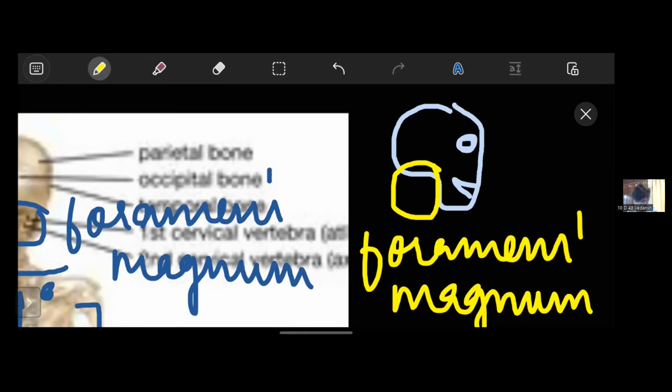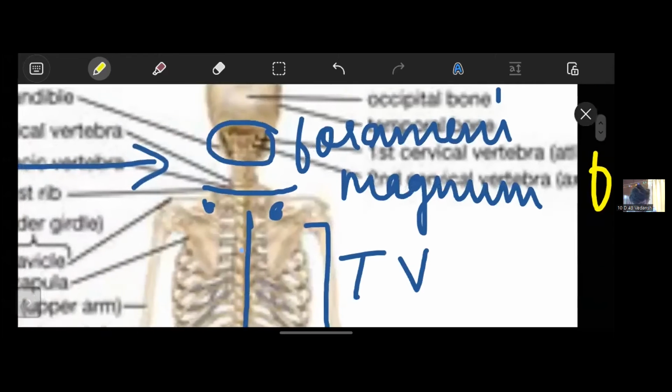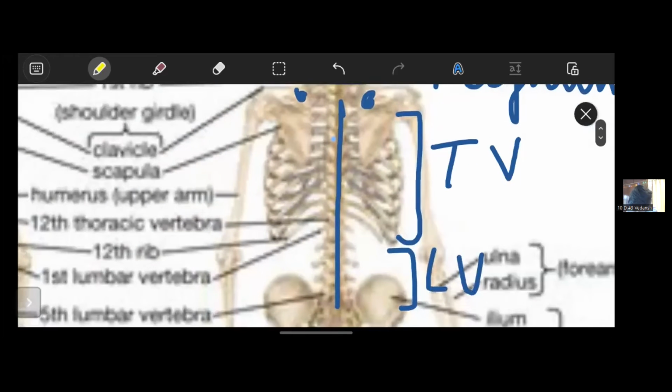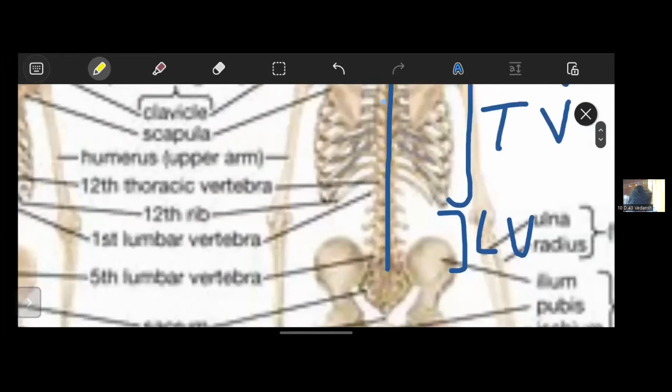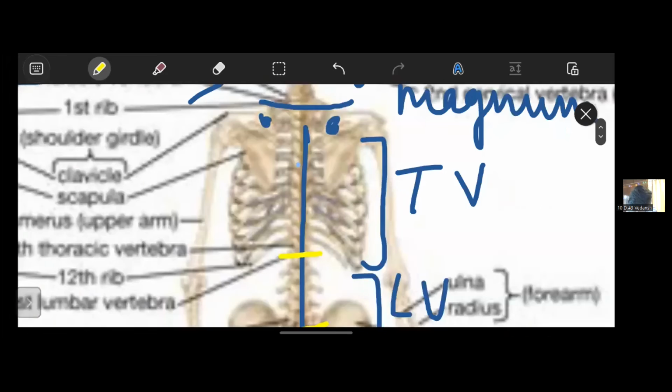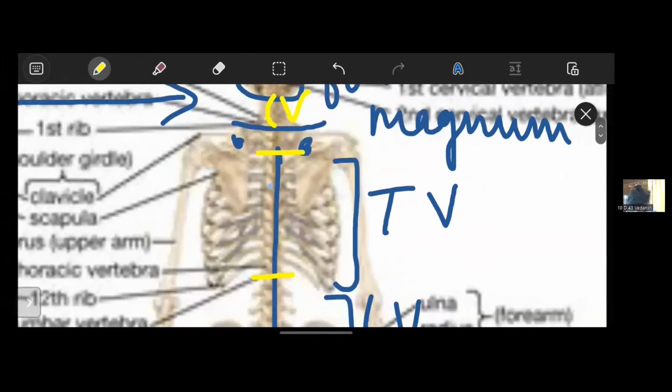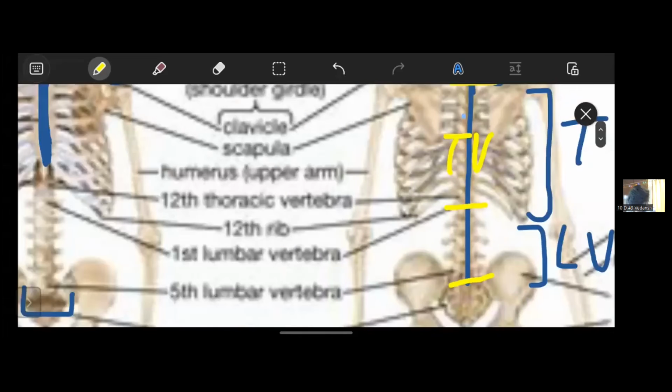Now, moving down, we were talking about our lumbar vertebra. So lumbar vertebra starts from here till here. Then from here to here, we have cervical. Then here to here, we have thoracic vertebra. Now, I told you this is the humerus, radius and ulna.